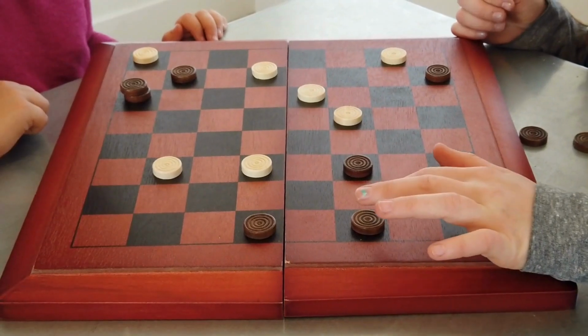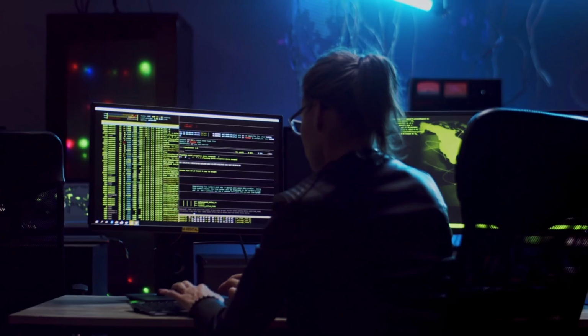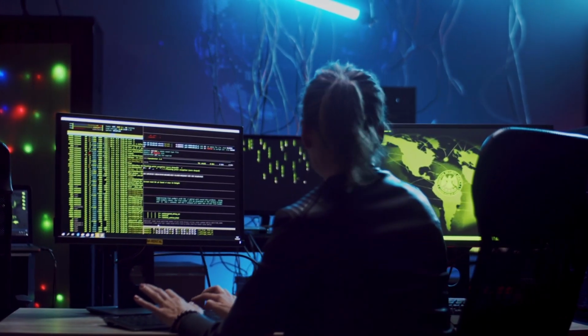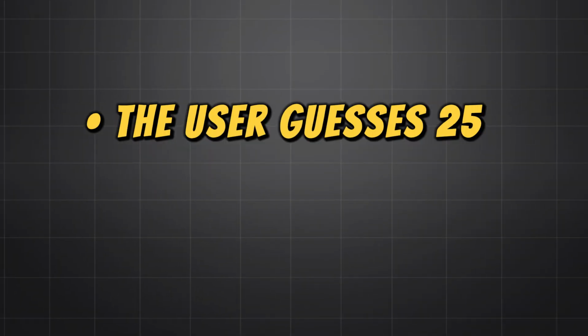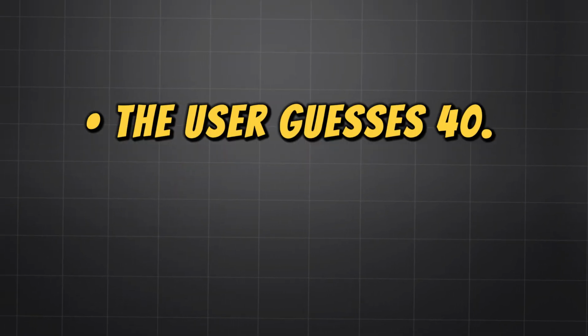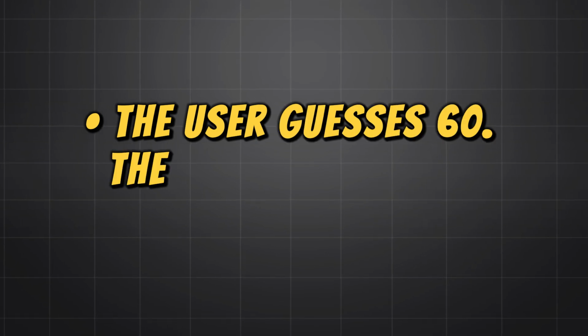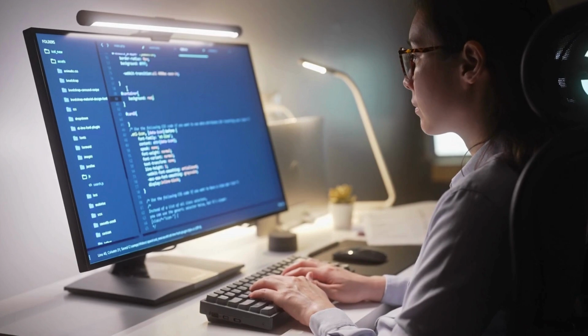Let's see a demo of how this game works. The program has selected a number. Let's say the number is 50, but the user doesn't know this. The user guesses 25. The program says guess higher. The user guesses 40. The program says guess higher. The user guesses 60. The program says guess lower. The program says correct. You took 4 attempts. Now let's move on to coding this game step by step.